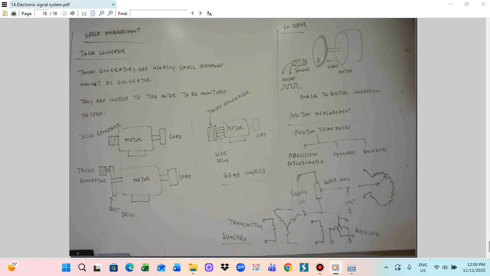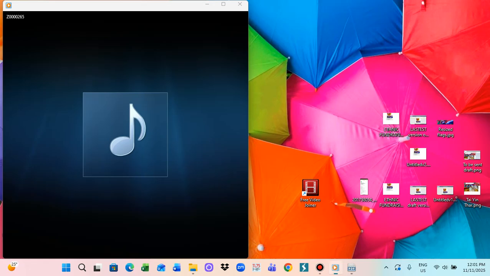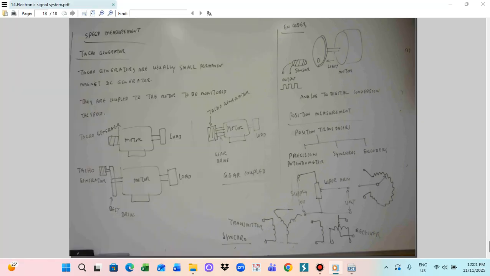Here we use it for the synchro system. There is an input position and an output position. The input position will be like this. This is the transmitter, which produces the input. In the meantime, we use a receiver. This is the output receiver. When you change the input position, the output will follow. So this is the input and output.